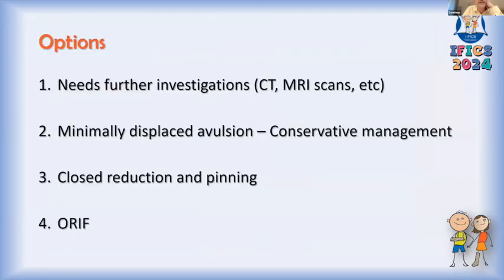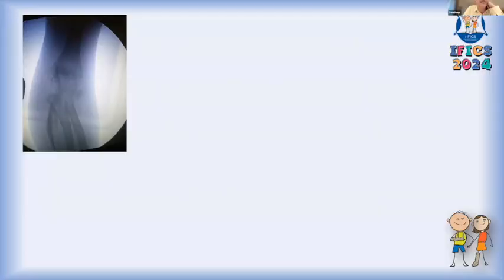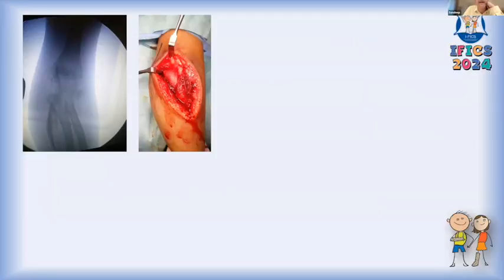So additional imaging, as I said, most of the elbow in a very young child is cartilaginous, and osteochondral fragments need to be investigated. So this was a terrible triad of a pediatric elbow where there was an elbow dislocation with a coronoid fracture and a radial head fracture and an olecranon osteochondral fracture. So this is what was the situation on opening.